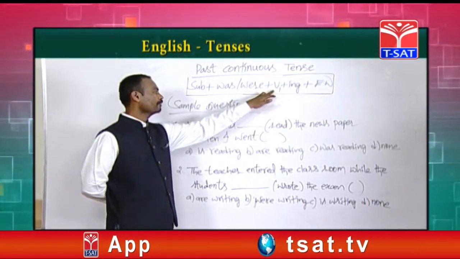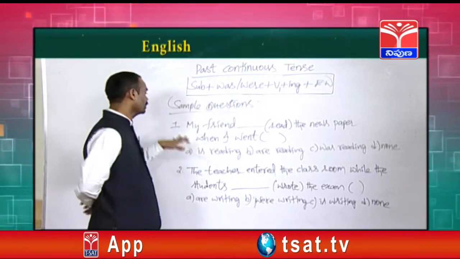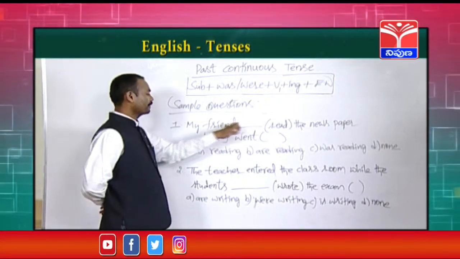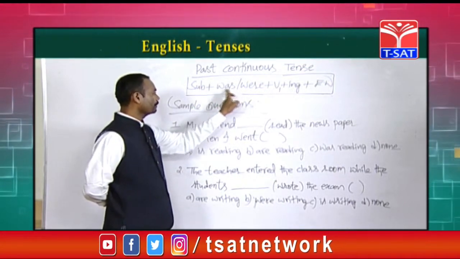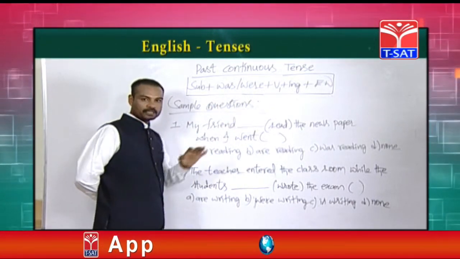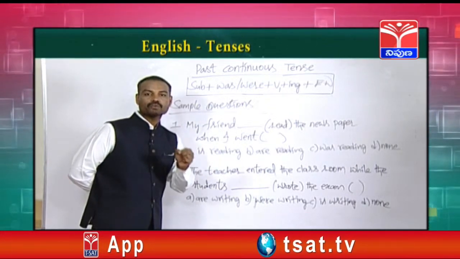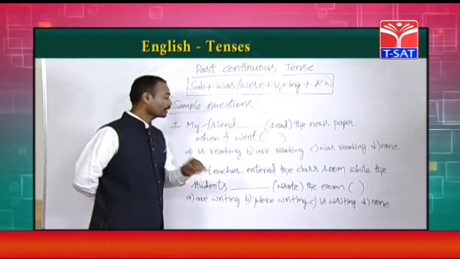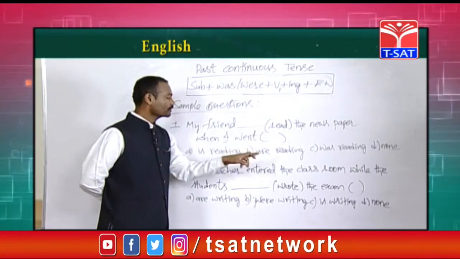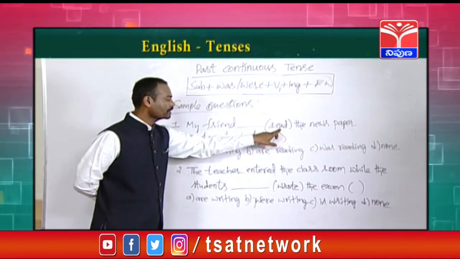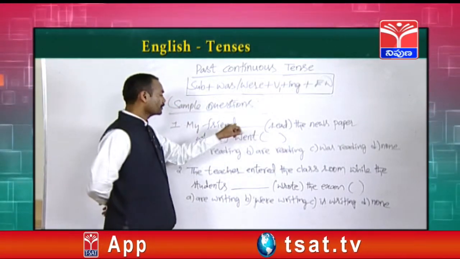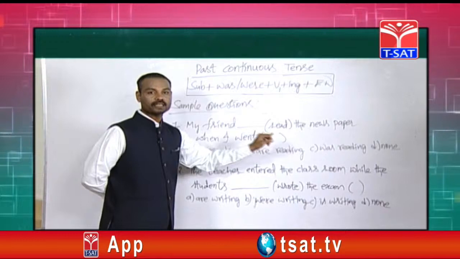Subject plus was or were, V1 plus ing form, then extra words. So here which subject is there? My friend. It is a singular subject. After the subject, one helping verb should be taken. Tell me, should we take was or were? My friend means either he or she. After he and she, what should we use? Was. Okay, my friend was. Next, V1 plus ing form. So what is the verb? Under the bracket, one verb has been given here: read. We should add ing to that verb. So reading. So was plus reading. Was reading is the answer.